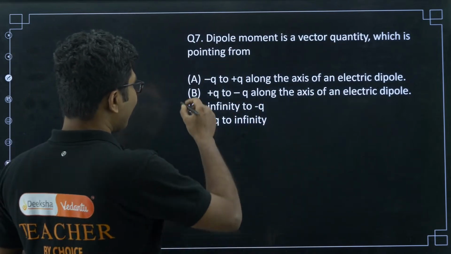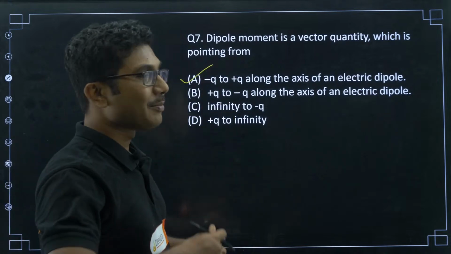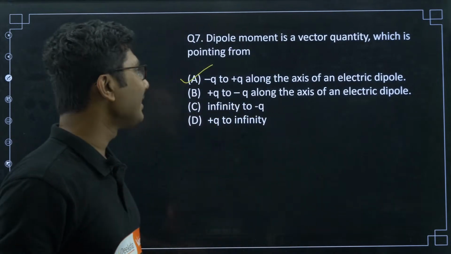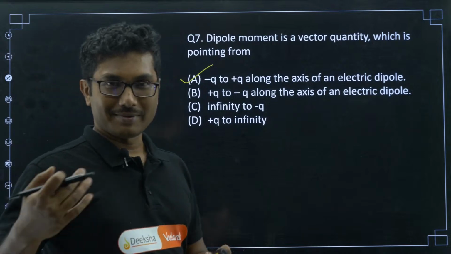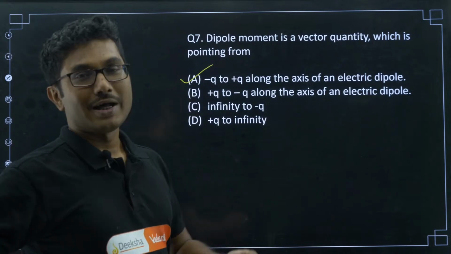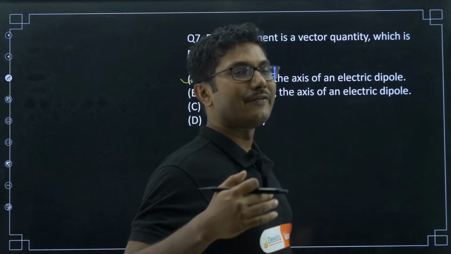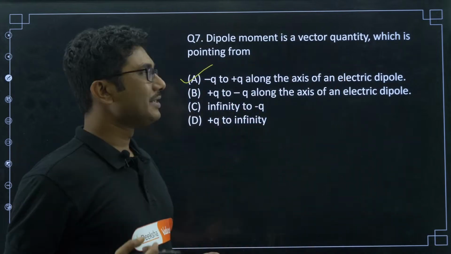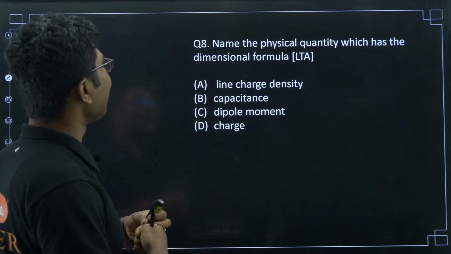So, yes, the correct answer is option A, minus q to plus q. I have already explained it. The direction of the dipole moment in physics is minus q to plus q. In chemistry they take it in a different sense, that is why the direction is different. Okay. Now, question number 8.